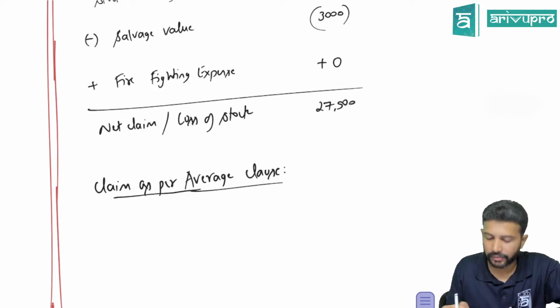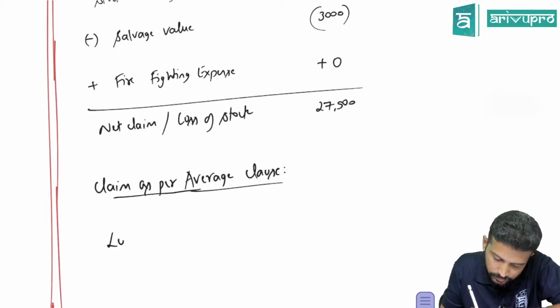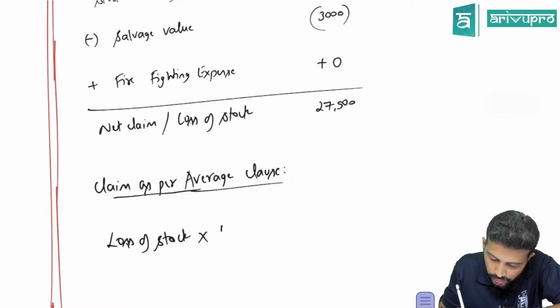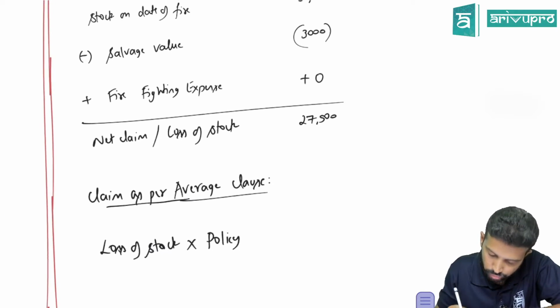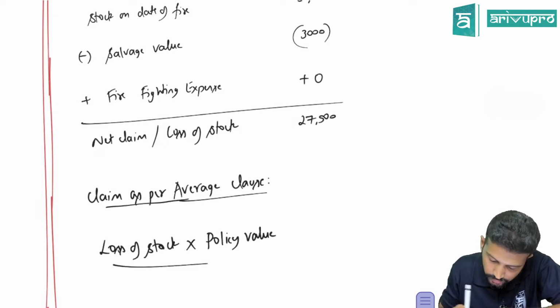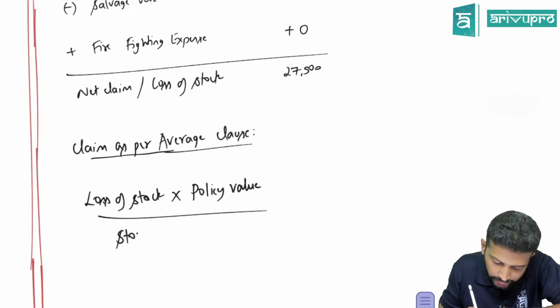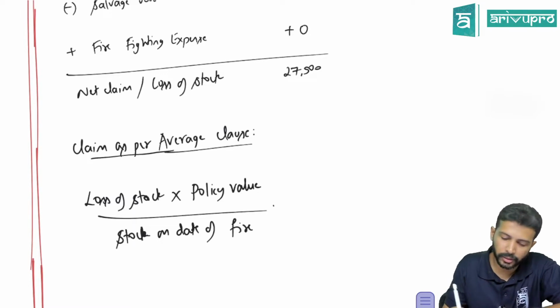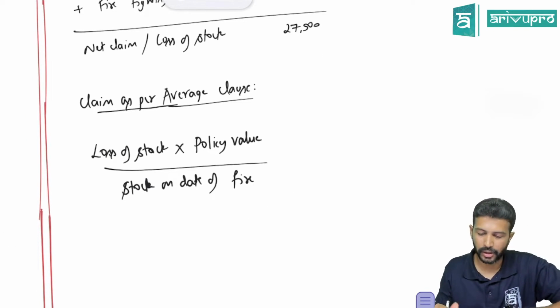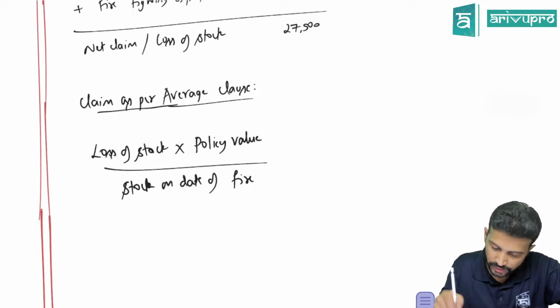Claim as per average clause: loss of stock into policy value divided by stock on the date of fire. First we will do it, then I will explain. Actually, you don't have to remember the formula, you'll automatically remember it. First let's calculate this.